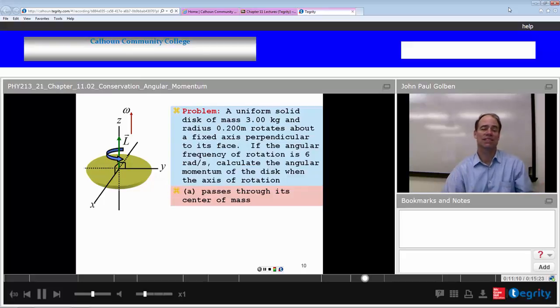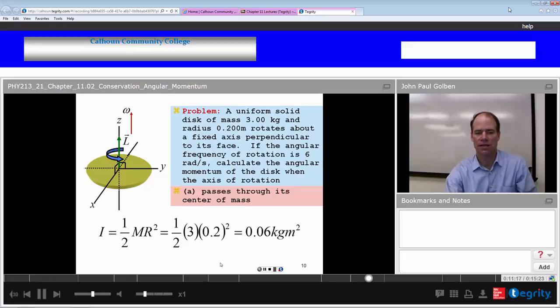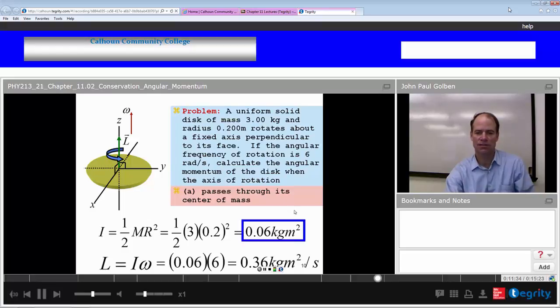Well, we have a disk, and the moment of inertia of a disk is 1/2 mr squared. So, calculate that. That's going to be 1/2 times 3 kilograms, radius of the disk is 0.2 meters squared, 0.06 kilogram meter squared. Now, multiply that by its angular velocity, and that will give us the initial angular momentum through the center of mass. So 0.06 times 6 radians per second, 0.36 kilogram meter squared per second is our angular momentum for this disk.